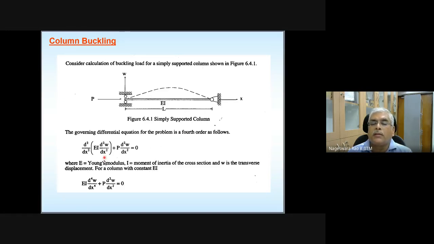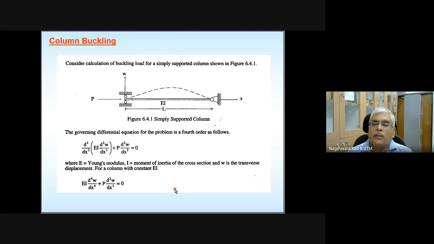And if EI is constant, this degenerates to this one. And this is a fourth order differential equation. This is a fourth order differential equation, but we can reduce it to a second order differential equation. Just wait for a minute, how we are going to do that.